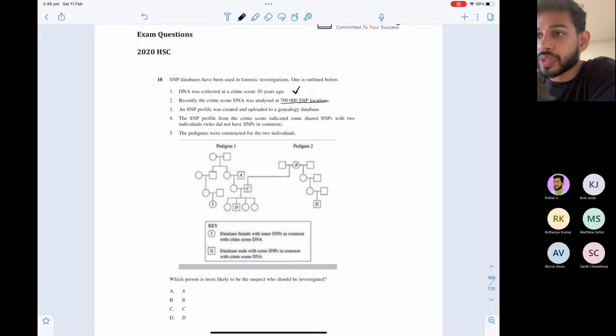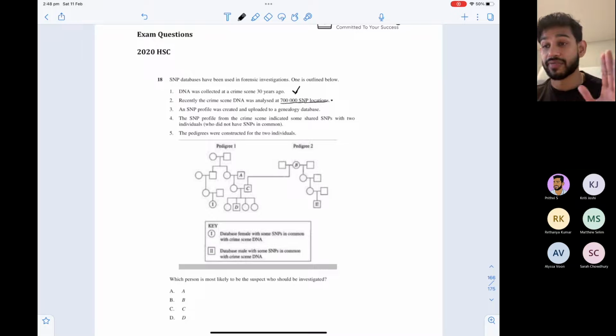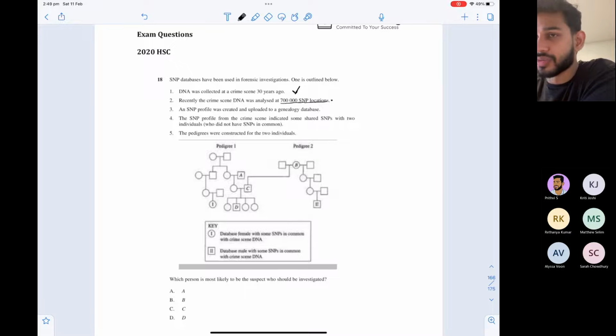Right? That'd be a huge haplotype. Remember, a haplotype is a collection of SNPs. And haplotypes give you a lot of information about things. We're going to talk about them now. So pretty much we've analyzed them at 700,000 SNP locations. A SNP profile was created and uploaded to a genealogy database.